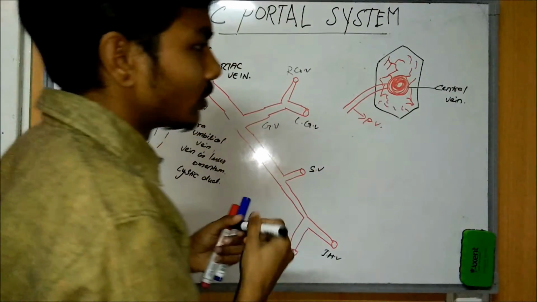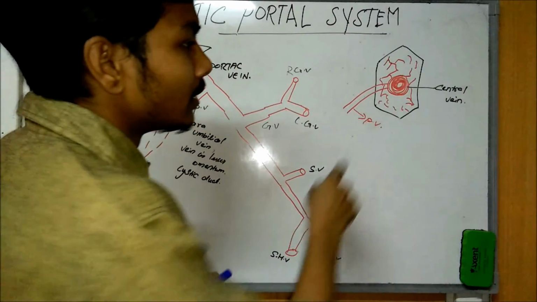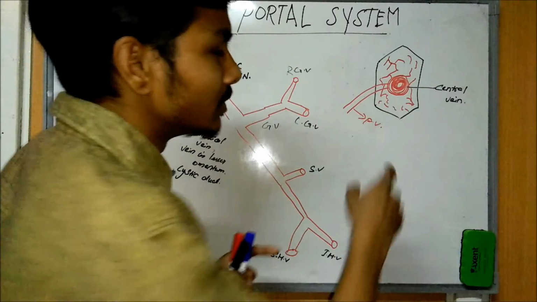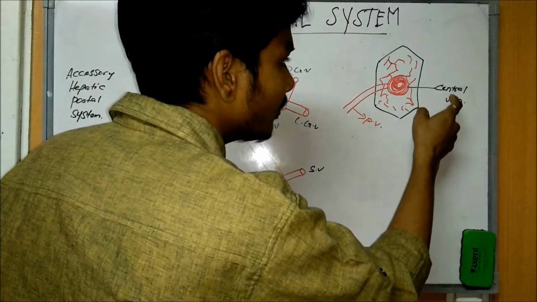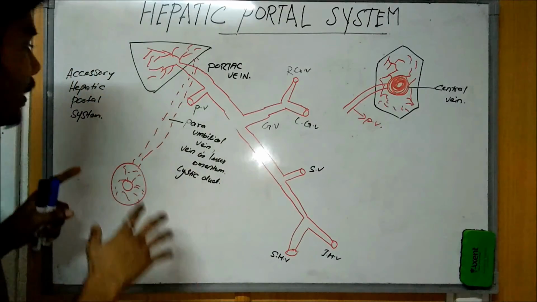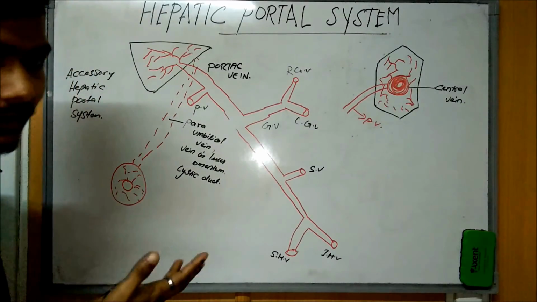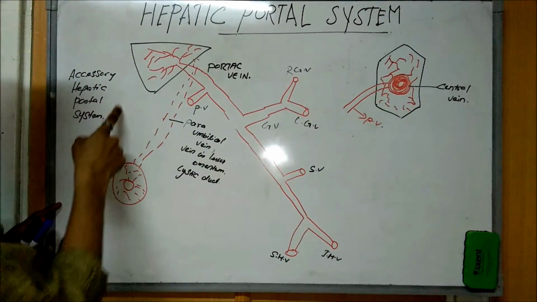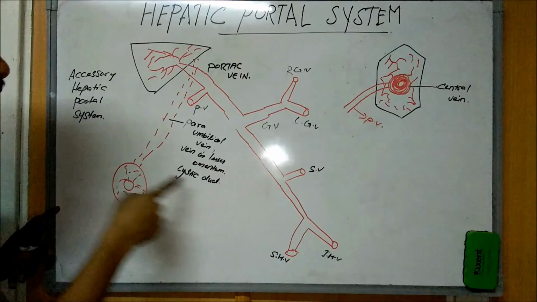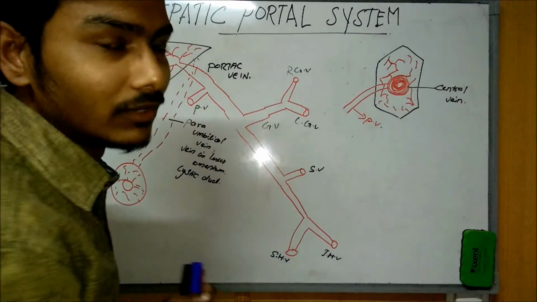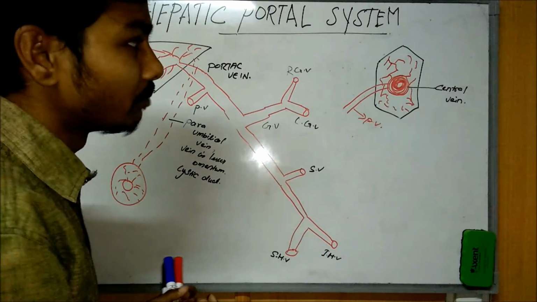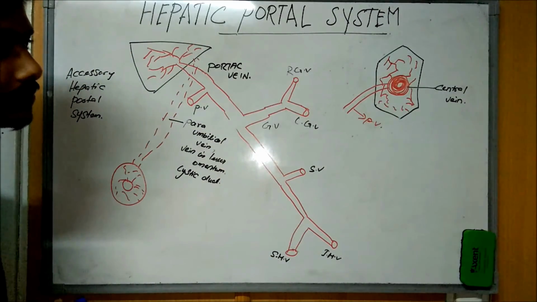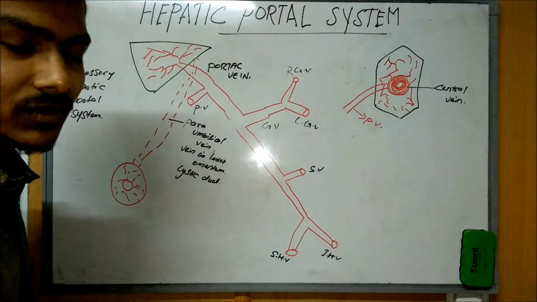Portal vein, which will enter into a hepatocyte cell, and then interlobular vein, sublobular vein, and then which is drained into the central vein. So we saw what is a portal vein, the branchial tree, and we saw the accessory hepatic portal system, and then we saw what is a central vein, the microscopic view of the hepatocyte cell, and then the functions of the hepatic portal system.